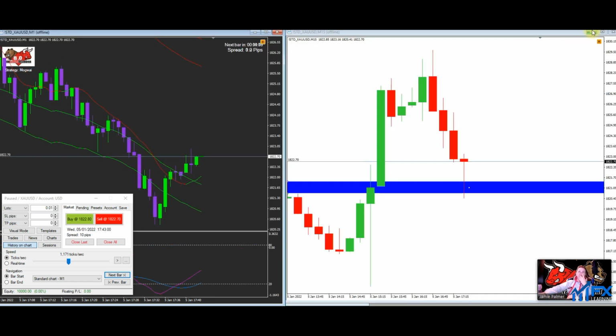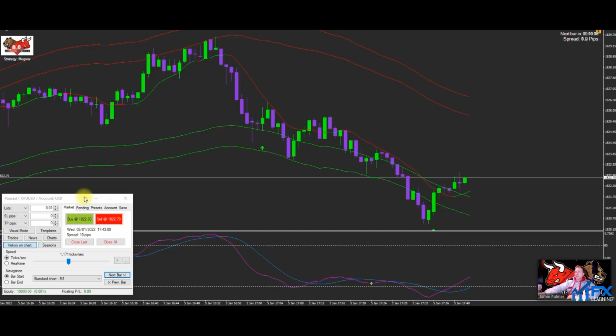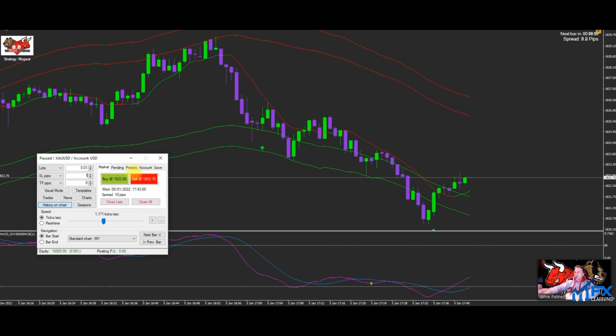Let's have a look at the 15 minutes. Okay, so 15 minutes, we've rejected straight off this support line. So I'm going to take the trade. I'm going to go for 100 pip stop loss, 100 pip take profit. Just an in and out scalp. Okay, 1-to-1 risk reward ratio.